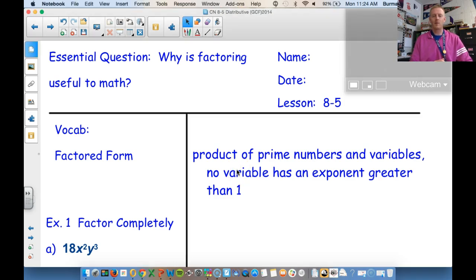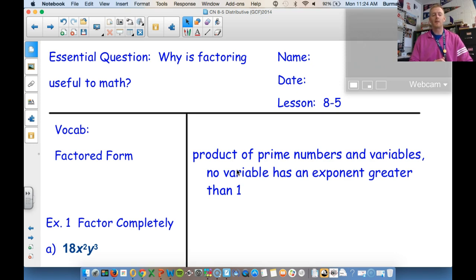All right, ladies and gentlemen, we are talking about lesson 8.5. We're going to be starting the process of our factoring and using that to help us with our abilities to undo the distributive property. So there's a couple things that we need to understand.